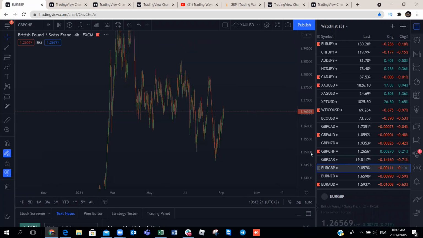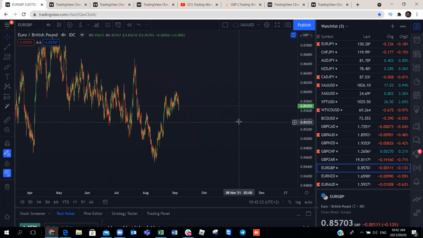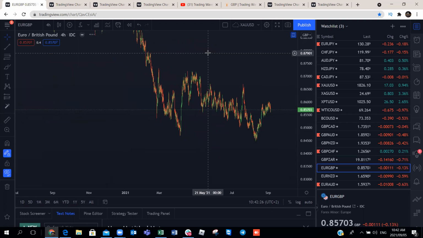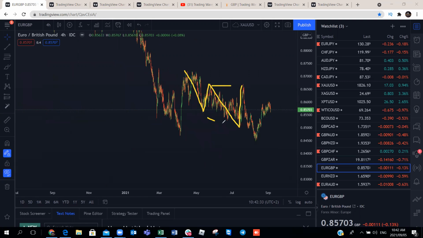Looking very interesting. Euro pound, if we just show the Euro pound structure here, I've been showing you the structure. Let's show you the bigger one here. So we've got here on Euro pound, the 3 waves to the downside. We've got these 3 waves to the upside here as well. We've got the 3 waves to the downside here. We started with an impulsive move to the upside here. Now we're expecting this impulsive move to the upside.